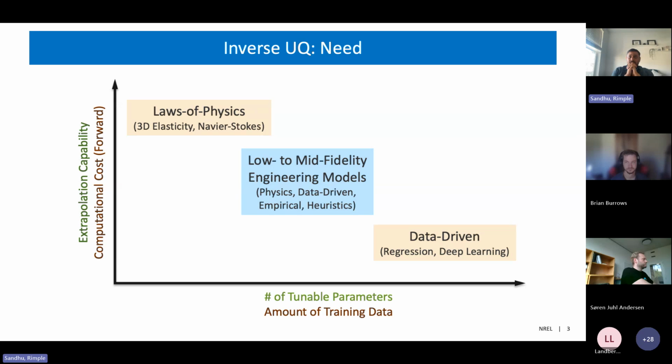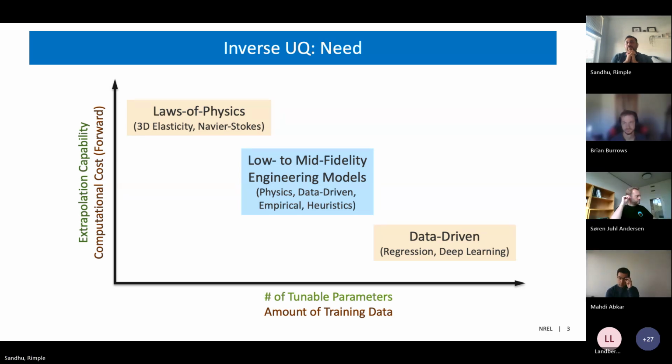That has very good extrapolation capabilities because they have fewer tuning knobs and you don't require much training data. On the other hand, you have the purely data-driven component. So deep learning, neural networks, they have a lot of tunable parameters and they require a lot of training data. But the good thing is their computational cost, the forward run, is very low. So you can use them for your outer loop applications, design optimization, forward UQ, and stuff like that.